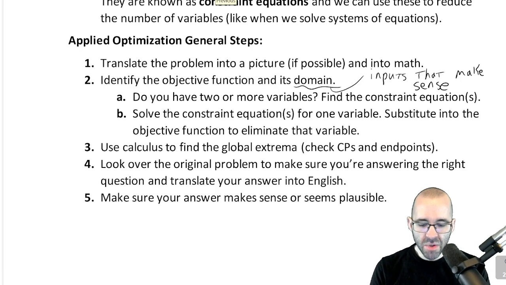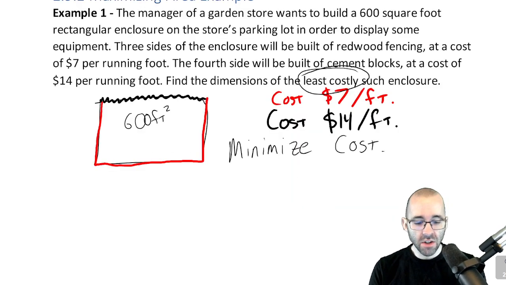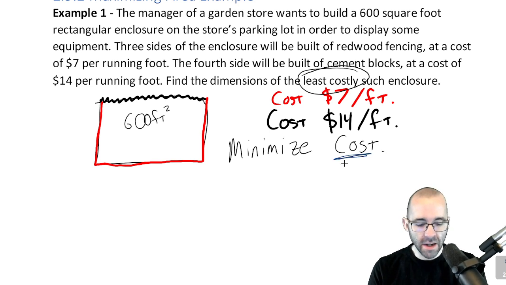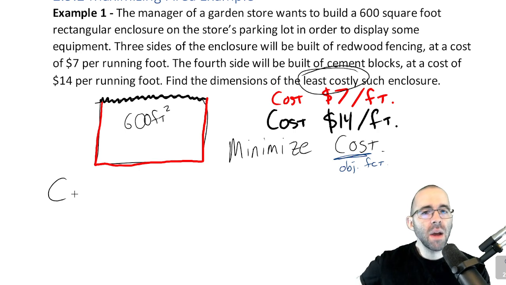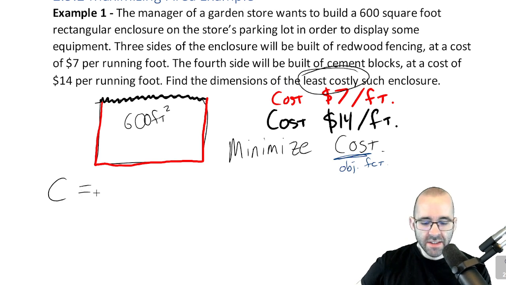Let's look at step 2. Identify the objective function and its domain. Okay, so the objective function is what we're trying to minimize or maximize, right? This is our objective function. Now we need to actually write it out. So cost, what does cost depend on? Let's leave that part blank for now. Just write it C for cost. What is the cost of building this thing?